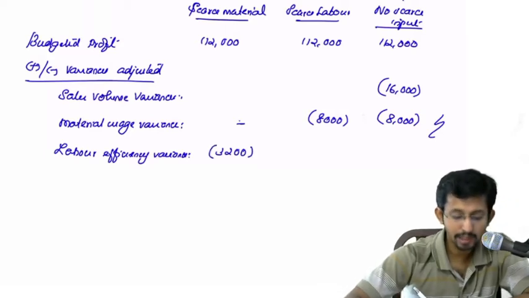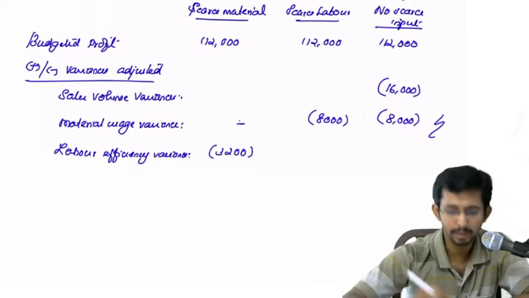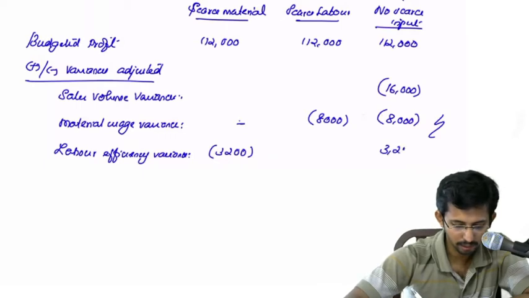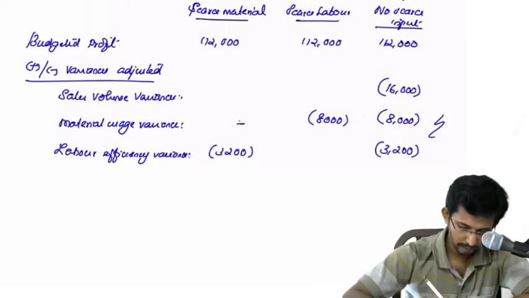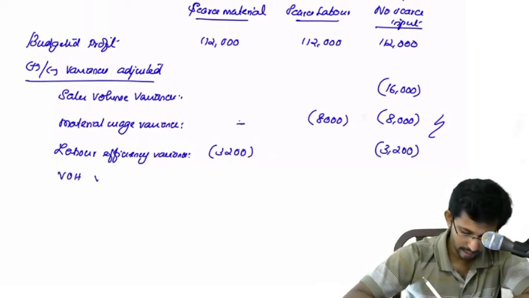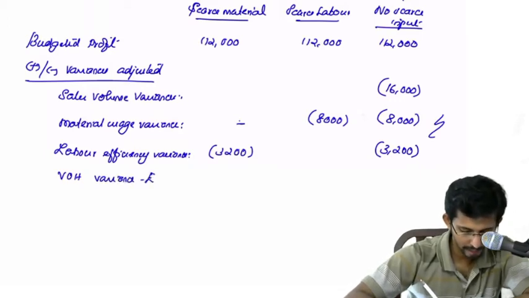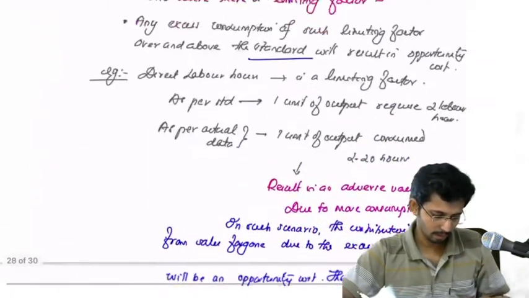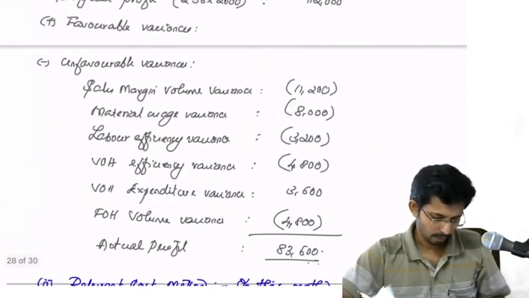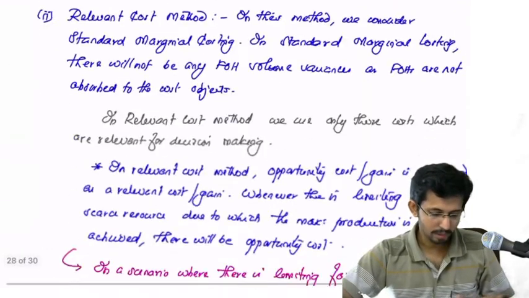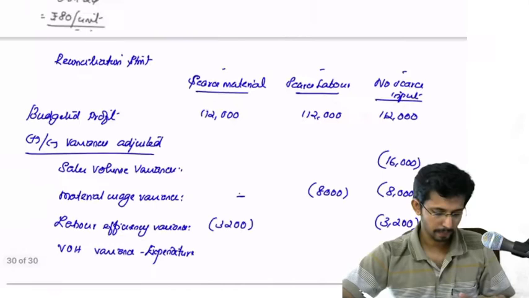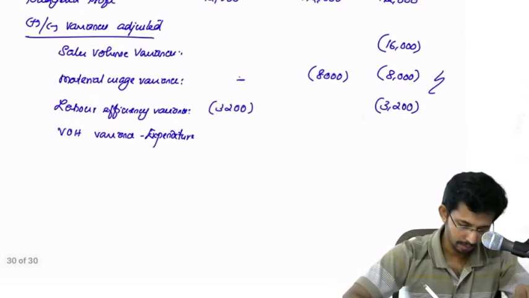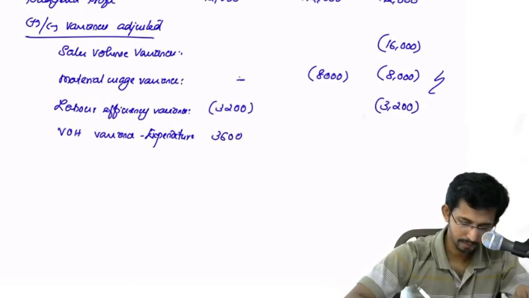But here scarce labor is there, so you have to do some adjustment. And here 3200 adverse. Now variable overhead variance. One is expenditure. Variable overhead expenditure variance. What was the amount? Variable overhead expenditure 3600 favorable, 3600 favorable in all the three cases.